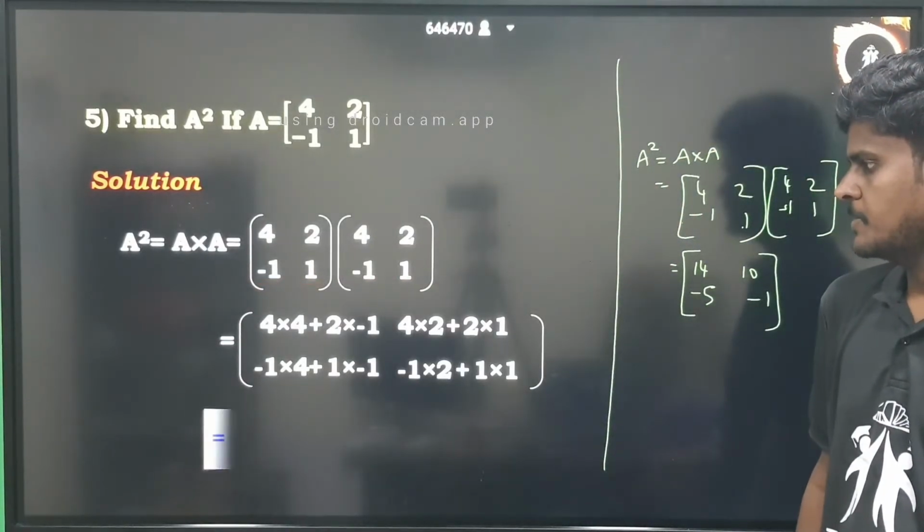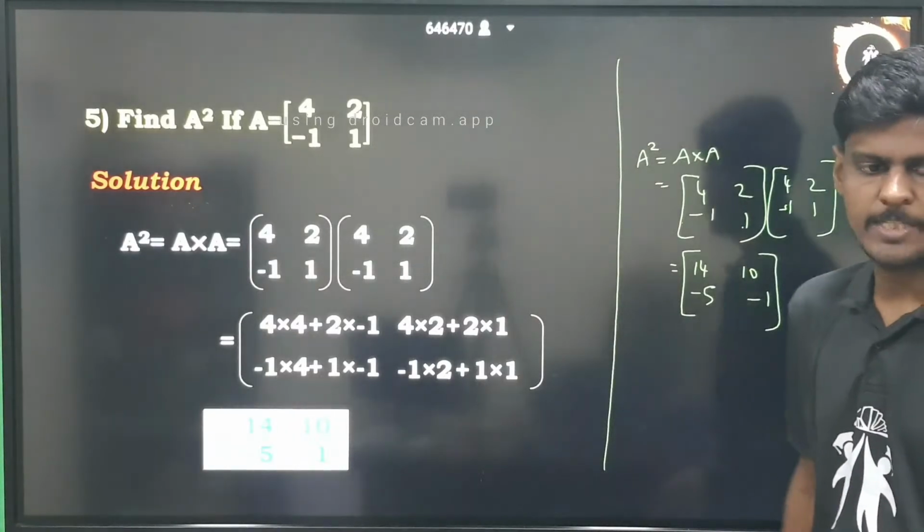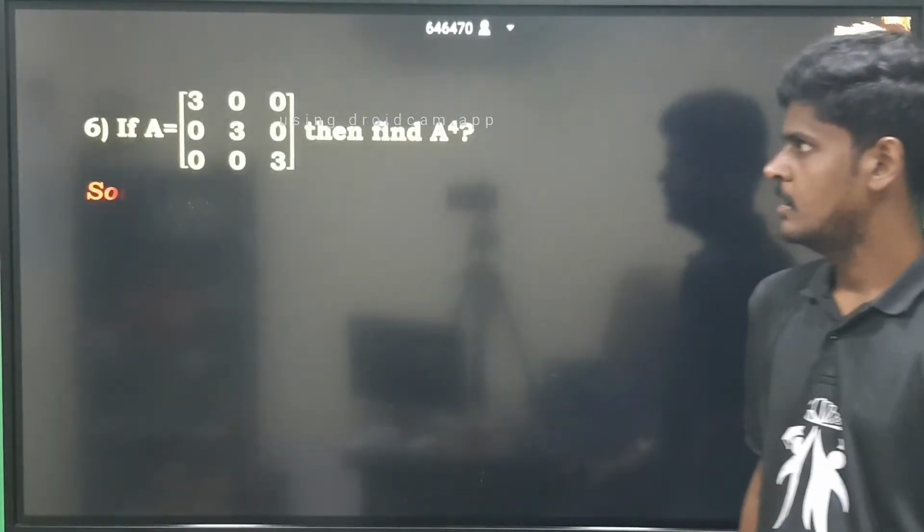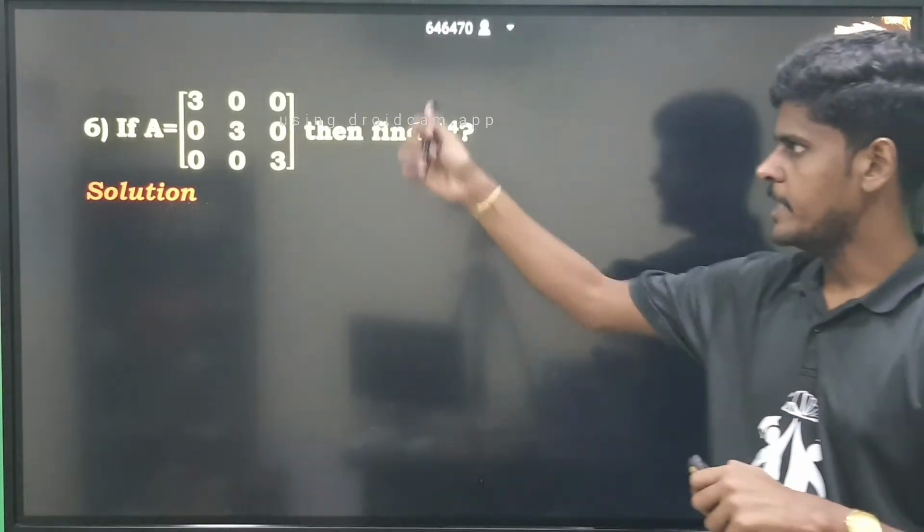So just find these values. 14, 10, minus 5, minus 1. Next question, find A power 4.